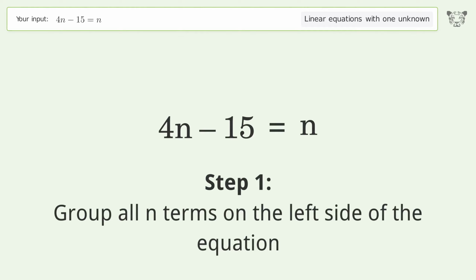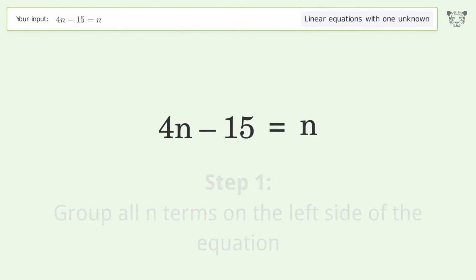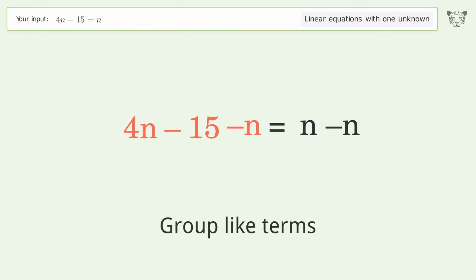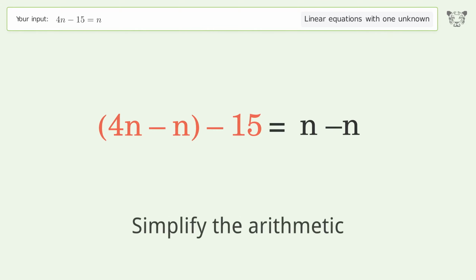Group all n terms on the left side of the equation. Subtract n from both sides. Group like terms. Simplify the arithmetic.